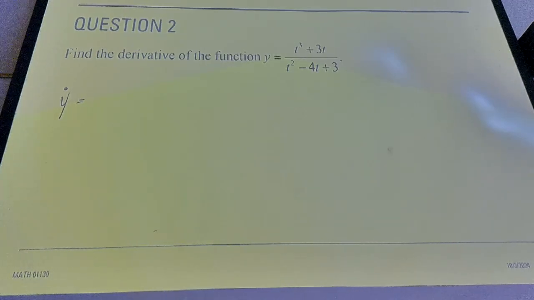I believe I went over that notation already. What does the quotient rule say? Bottom function times the derivative of top function minus top function. What's the derivative of the numerator? 3t squared plus, the minus top function squared.